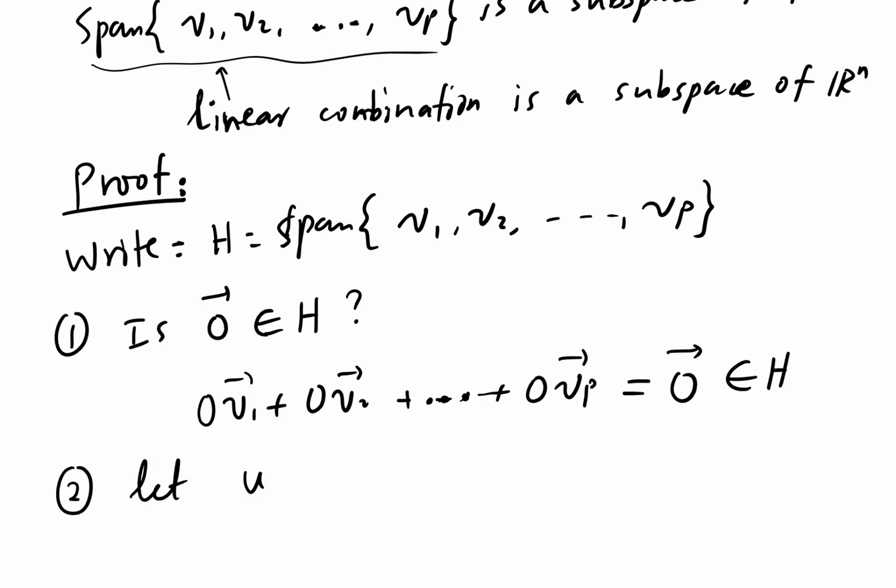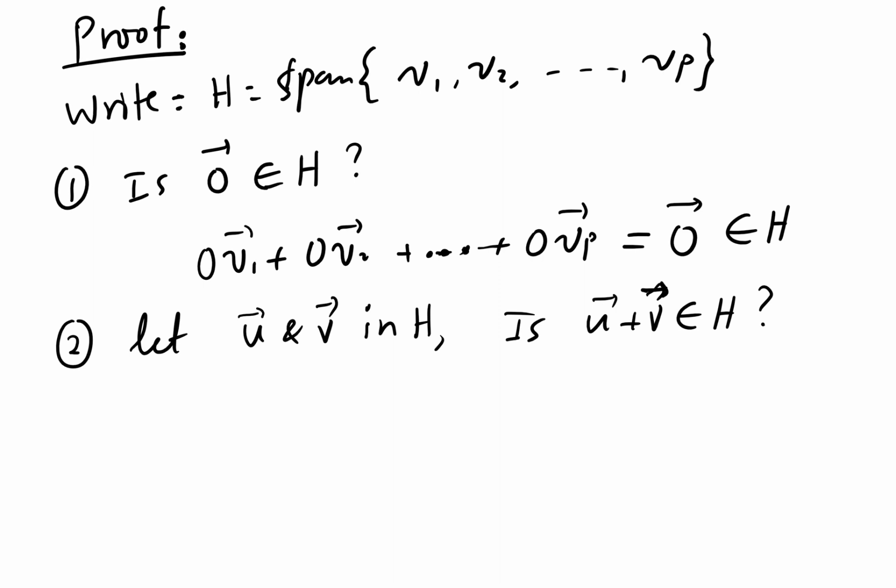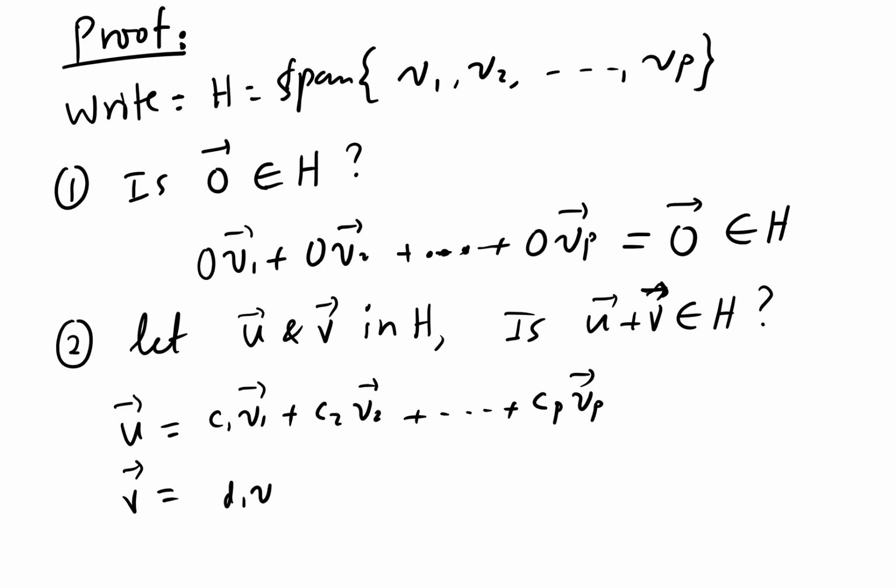Now we take two vectors, u and v, in H. Is their sum u plus v in H? So is it closed under addition or not? Let's see if we can prove it. So we take vector u and write it as c1v1 plus c2v2 plus all the way to cpvp, and vector v as d1v1 plus d2v2 plus all the way to dpvp.